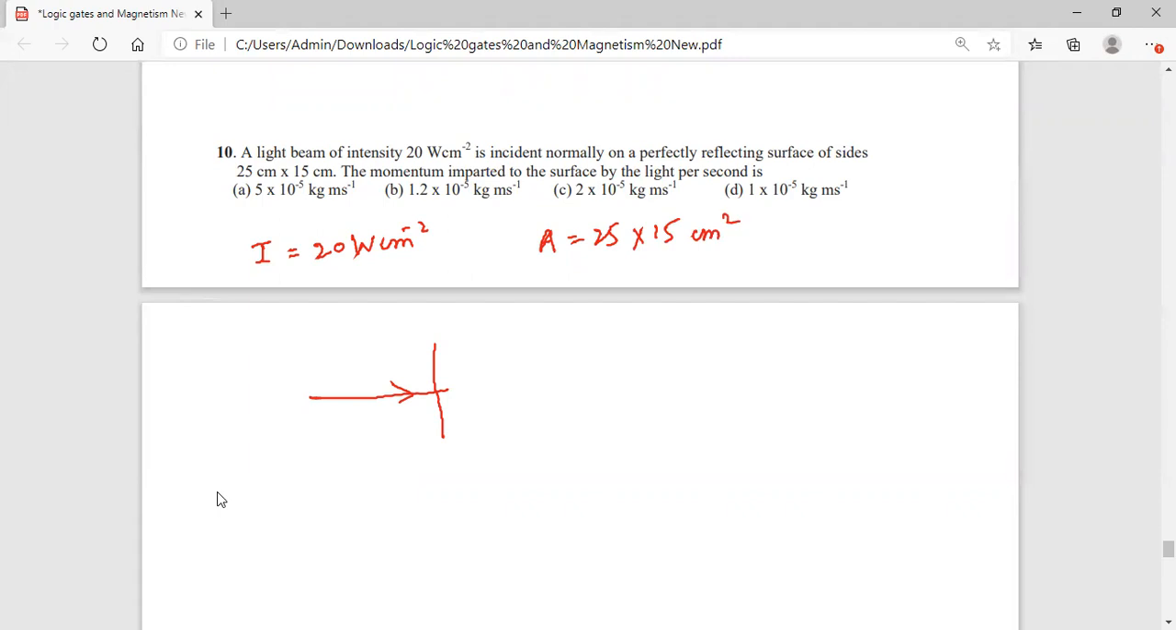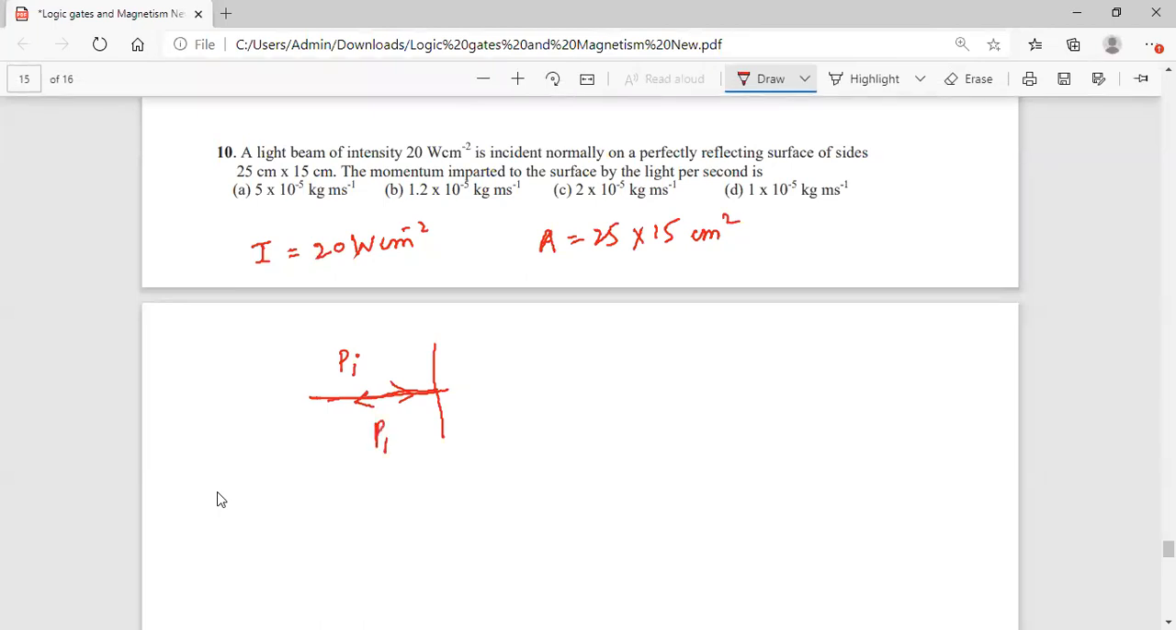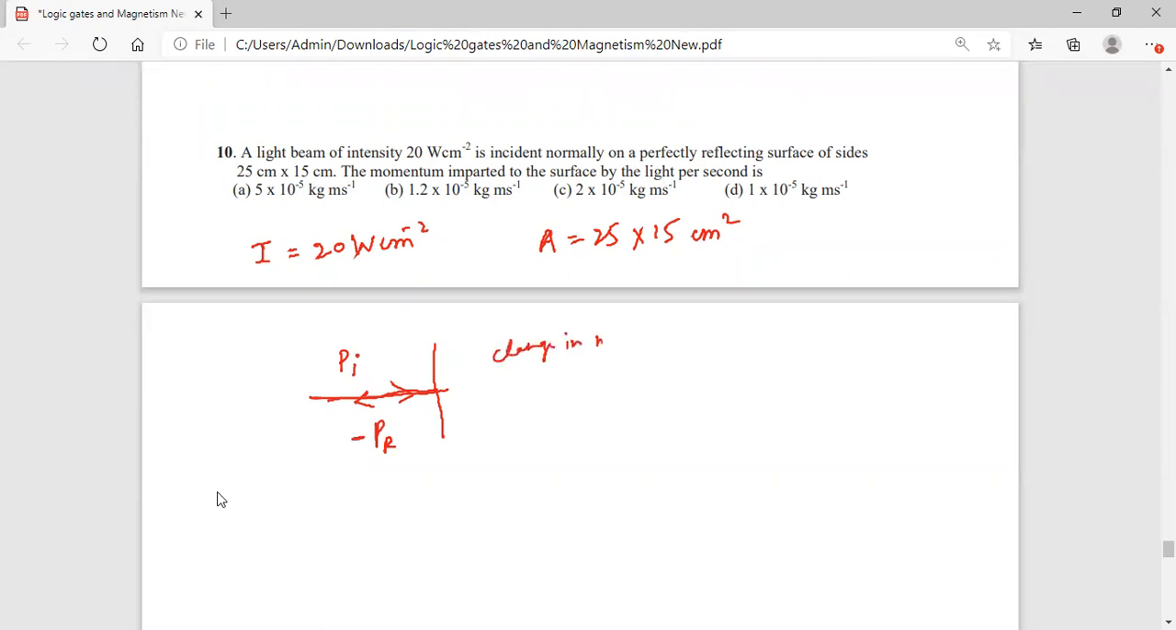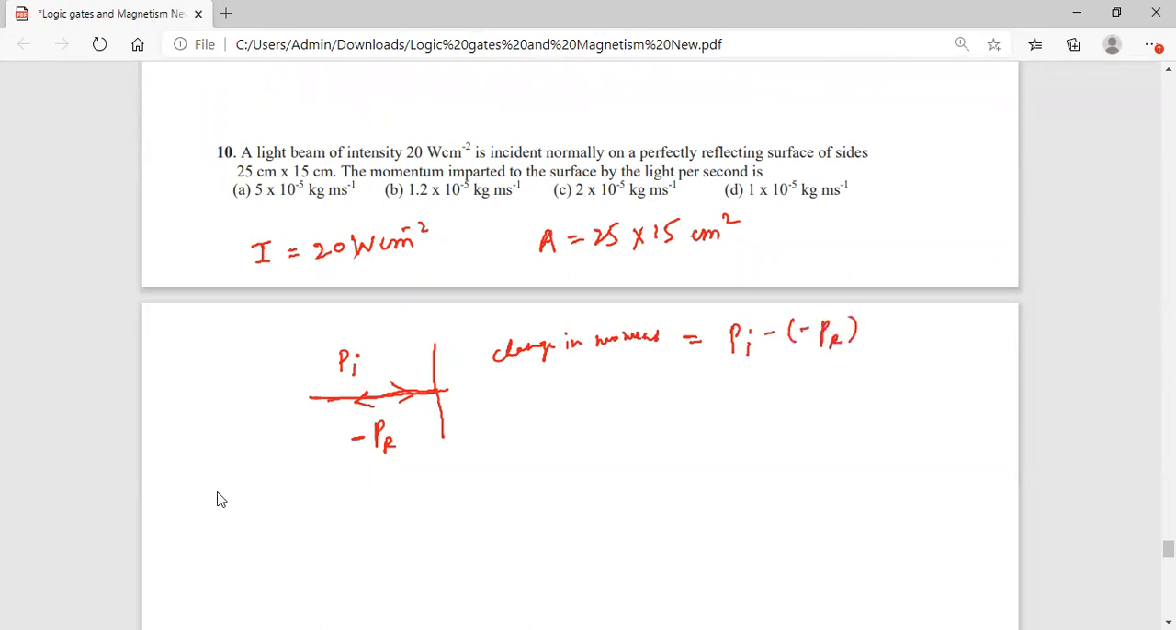So here this is the incident wave and it reflects back like this. Now the initial momentum is Pi. Reflected momentum is PR. But both are acting in opposite directions. Now the total change in momentum is initial momentum minus final momentum. That is Pi minus of minus PR. So P plus P is equal to 2P. Therefore, the total momentum imparted is 2P.